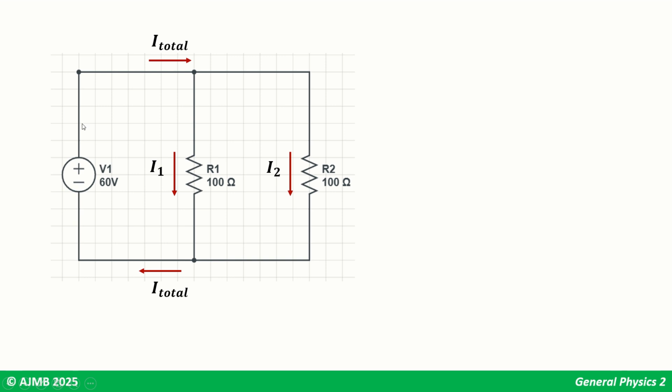Now let's analyze this a little bit. Here is my current. When it reaches this node, some of the current will pass through the middle branch here, and the other will pass through this branch. Since both of them have equal rating, 100 ohms, we can say that half of the current will pass through here and half will pass through R2. And then at this node, they will combine back again and we get our total current that goes back to the negative terminal.